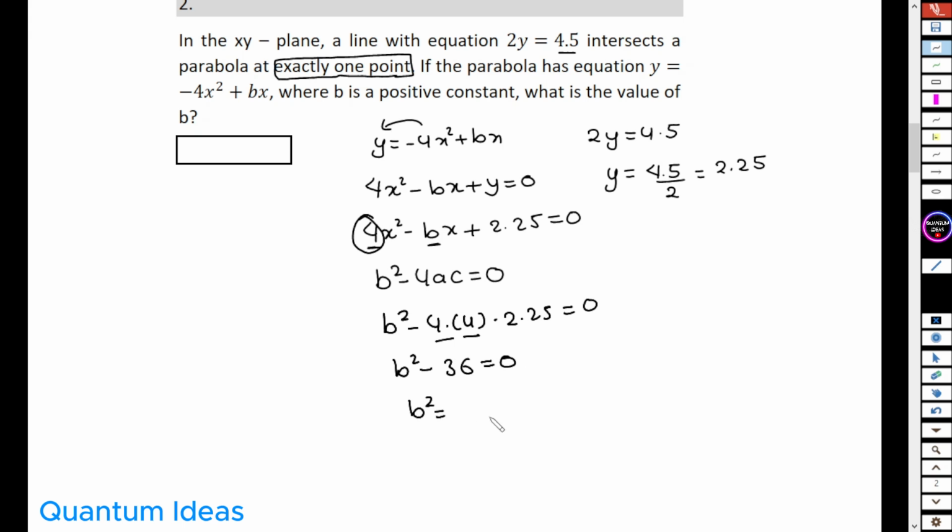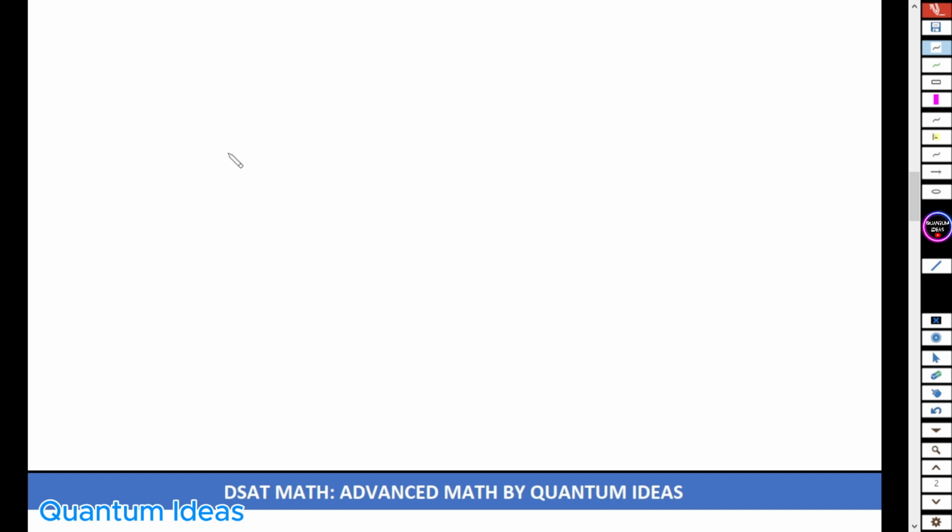So b square will be equal to 36, and b is basically plus or minus 6. So this must be our answer, but since b is a positive constant, b should be plus 6. So our answer is plus 6. That is, 6 is our answer. Okay, let's move to number 3.